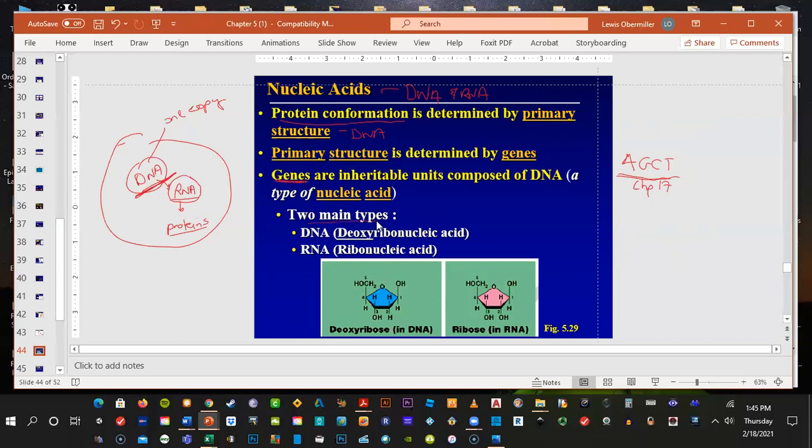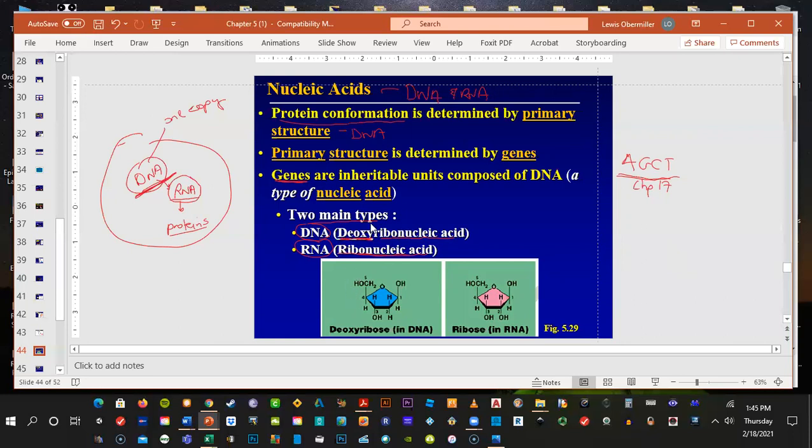There's two main types of these nucleic acids. We have DNA, which stands for deoxyribonucleic acid, and RNA, which stands for ribonucleic acid. So this is deoxyribonucleic acid. This is ribonucleic acid. So what does D mean? If I de-pants you, what am I doing? Taking it away. Right. So D means take away, and oxy, what do you think that's short for?